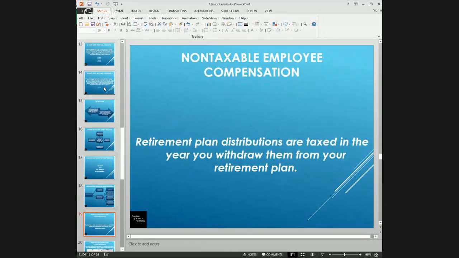Non-taxable employee compensation. In the case of retirement plans, the retirement plan distributions are actually taxed in the year that you withdraw them from your retirement plan. So it is taxable employee compensation. It's just not taxable in the year that you earned it. It's taxable in the year that you receive it. So in the case of those retirement plans, those deferred compensation plans, we're actually putting money away, and as a benefit to encourage people to put that money away, the IRS will not tax you on that money this year. They'll tax you on it when you take it out of that account.